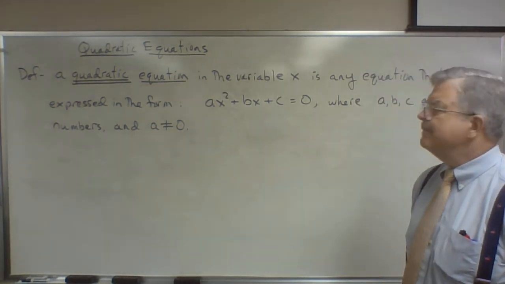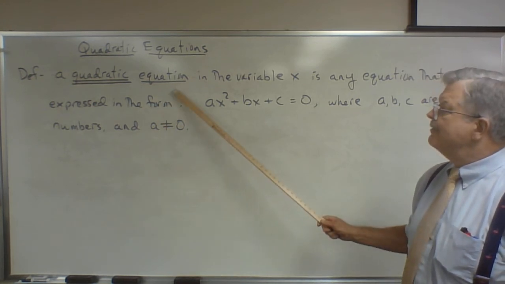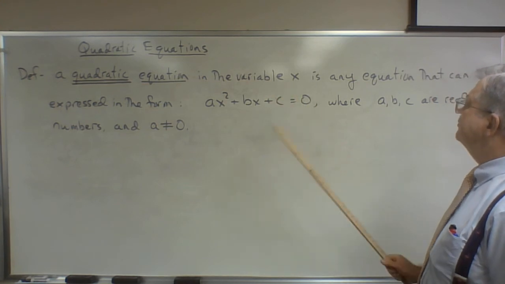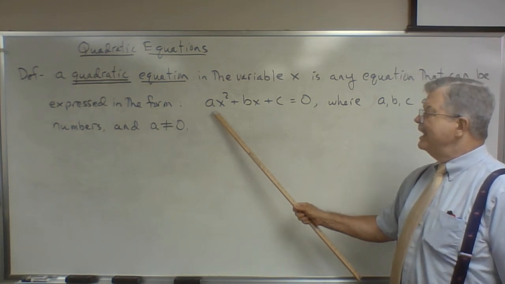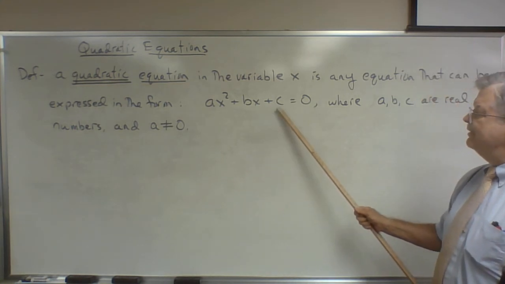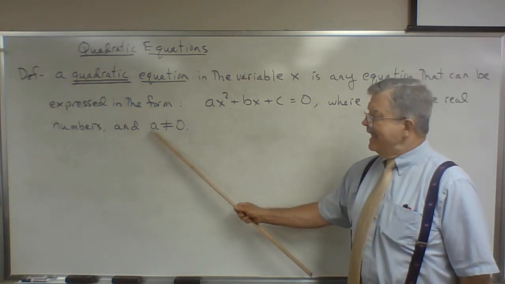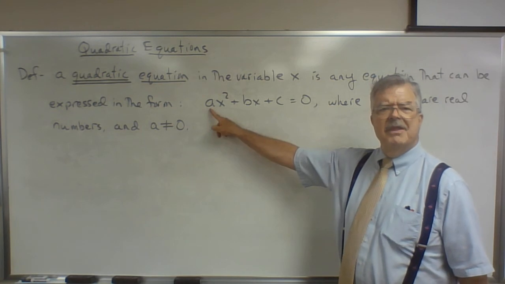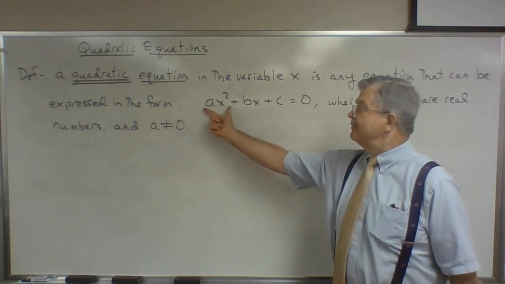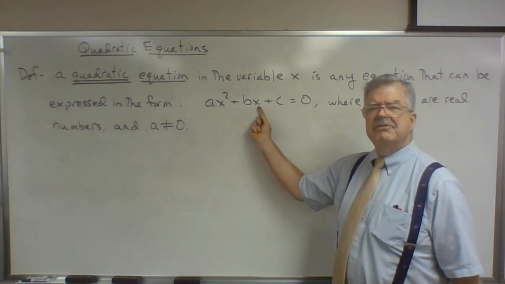Okay, everybody. New topic, quadratic equations. A quadratic equation in the variable x is any equation that can be expressed in this form: ax squared plus bx plus c equals 0. A, b, and c, the coefficients, are real numbers, and a is not 0. Well, what would happen if a were 0? If a is 0, that means that this x squared term isn't here, and we just have x raised to the first power.